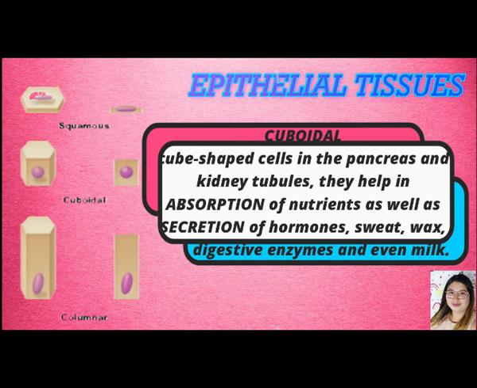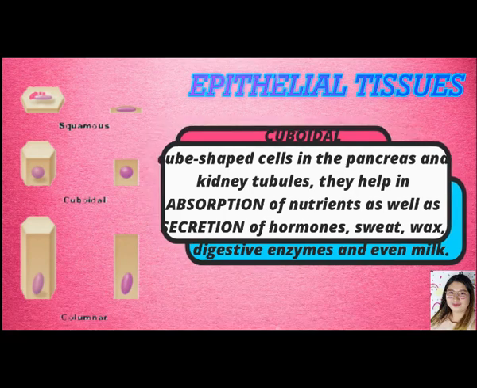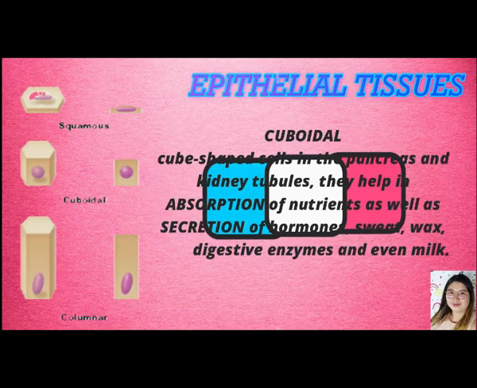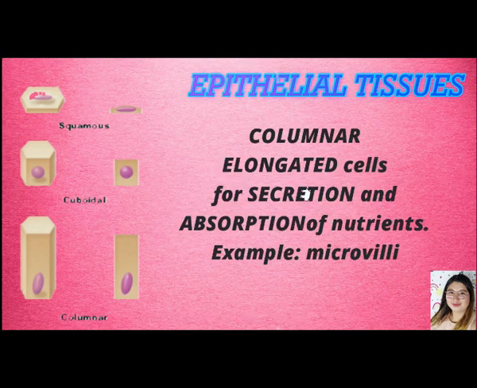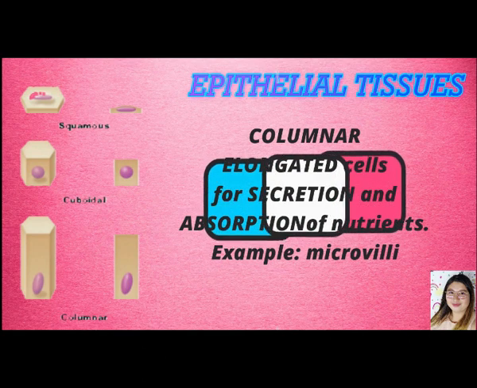So it's also for absorption. Okay, so cuboidal for absorption, for squamous epithelium, it's for the movement of materials through and through our cells. And the last one, we have the columnar. So, ito naman. So, kanina cube ang shape, ngayon naman columnar. So, mas mataas yung height niya.